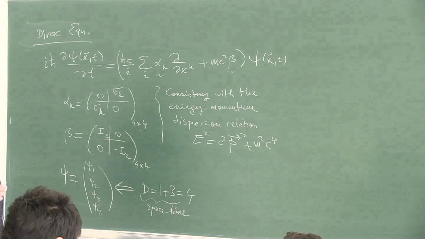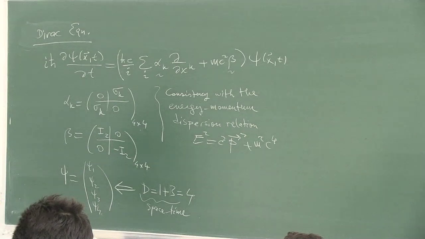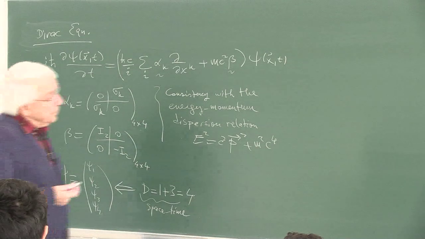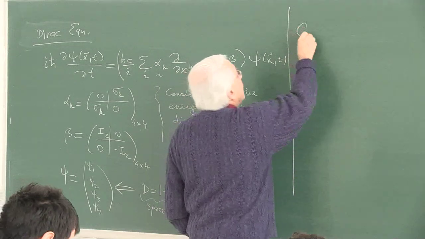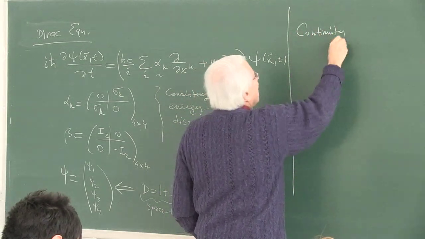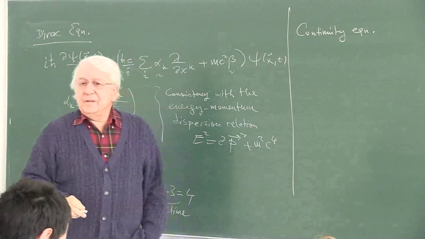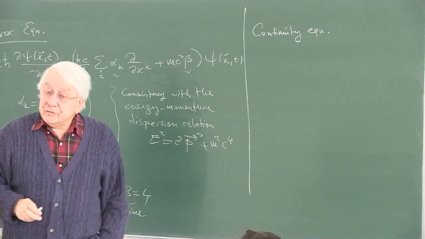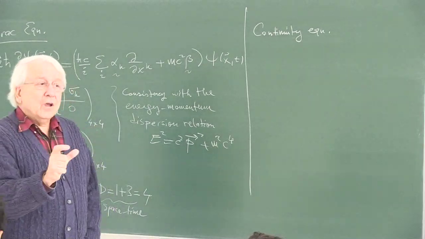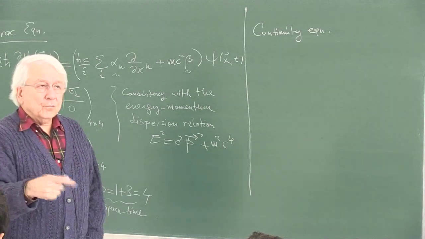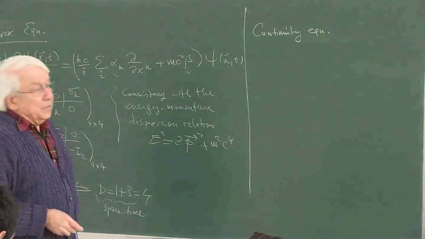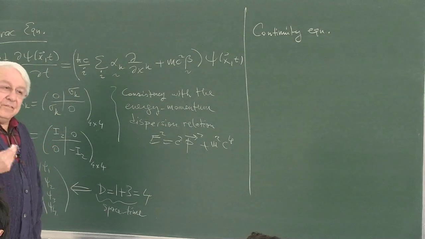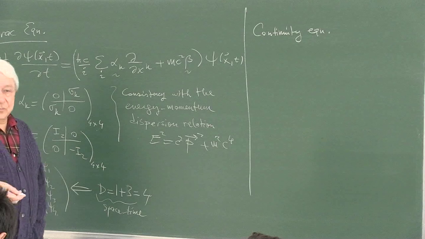In order to really appreciate that this is the correct relativistic quantum mechanical equation, we have to go to the continuity equation. Remember, in the Schrödinger case, the continuity equation guarantees the conservation of probability. It relates the rate of change of the probability density to the inflow or outflow of the probability current: dρ/dt plus divergence of j equals zero. Let's see whether we recover exactly the same form in this case.